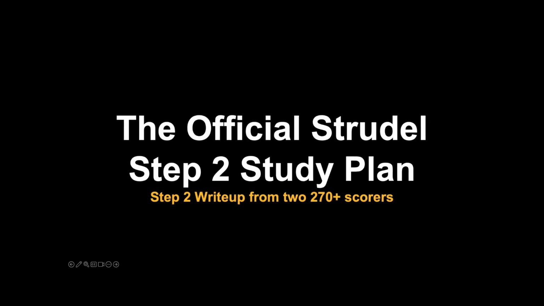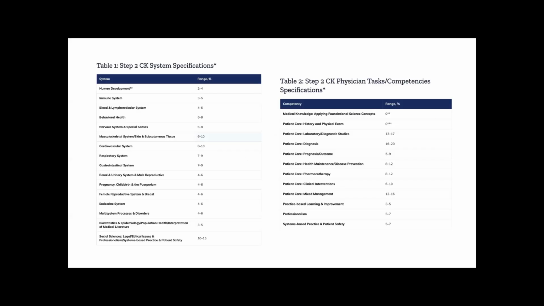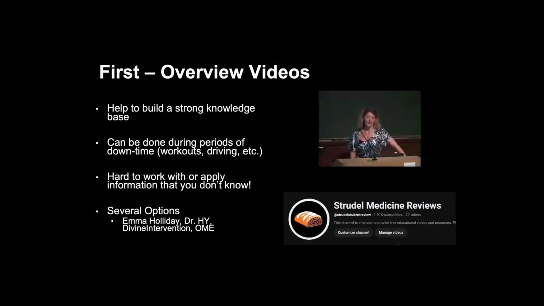All right, guys, and with that, we're into the official Strudel Step 2 study plan. So first off, we have this Step 2 CK system specifications and then the task and competency specifications. These are basically what the USMLE is saying is weighted on the exam based on these two categories. So the first step in this Step 2 write-up is overview videos.